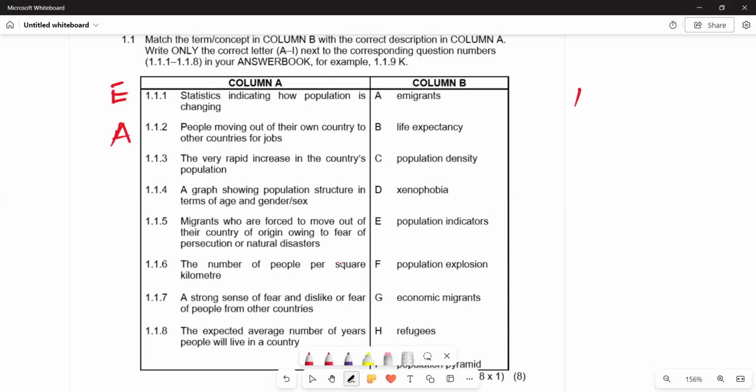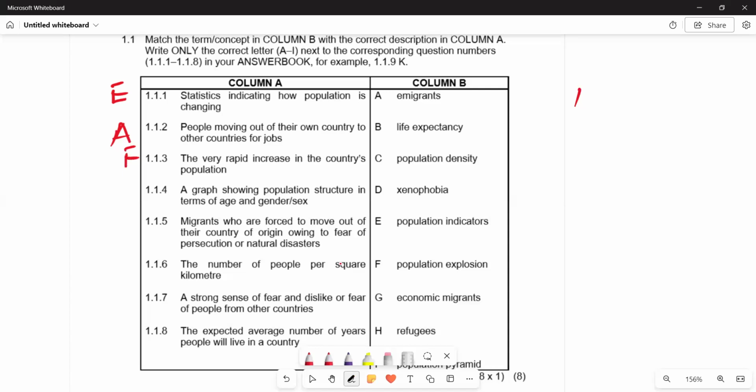Then we go to 1.1.3, a very rapid increase in a country's population. We go through again to see what term we can relate to that explanation. We'll see that population explosion at F explains the rapid increase in a country's population. So on 1.1.3, we are saying population explosion, which is F.